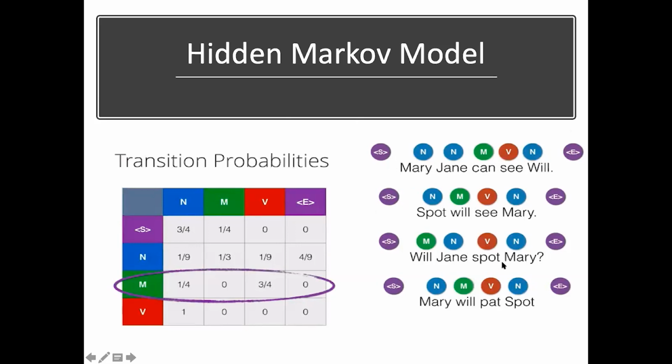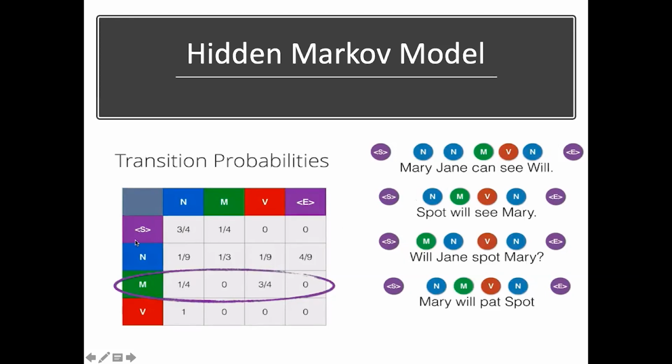Now, once we've created these, let's try to put them in a table. We see that the start is accompanied by a noun 1, 2, 3 times, so we write a 3 here. The start is accompanied by a modal just once, so we write a 1 here.